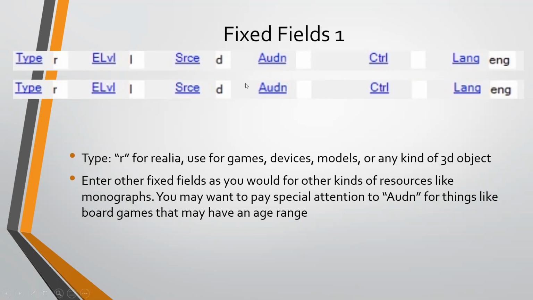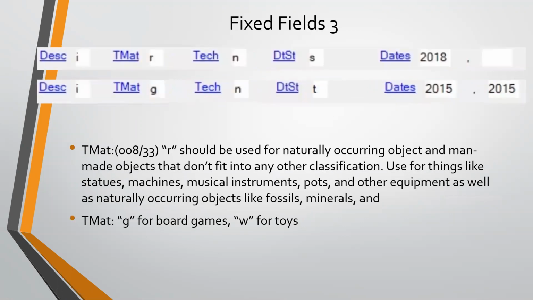So for something like a board game, I would definitely recommend filling in an audience field with whatever wide range of ages you might have for your game. Kind of the other big change in your fixed fields is this TMat right here, material type. So R is in your 008 byte number 33. R should be used for naturally occurring objects and man-made objects that don't fit into other classifications. So your chunk of wood from your building goes into R.